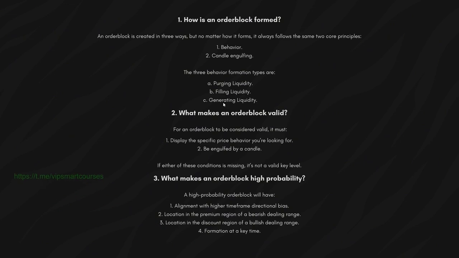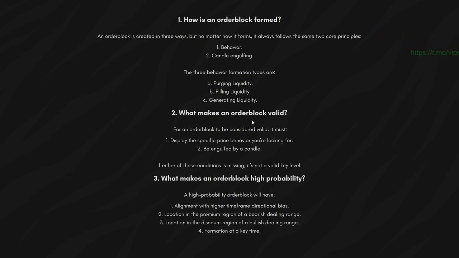And the third one is generating liquidity, and that is basically when a candle generates liquidity in the form of a CRT, or a candle range, and then that candle range gets engulfed or purged, that also leads to the formation of an order block. These are the foundations. Okay, now let's talk about the second question, which is what makes an order block valid?